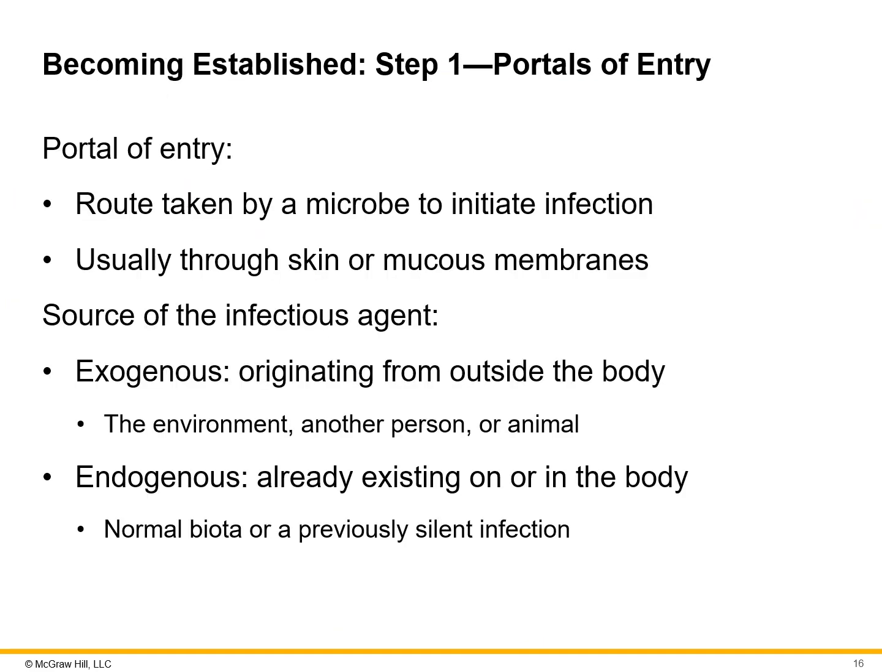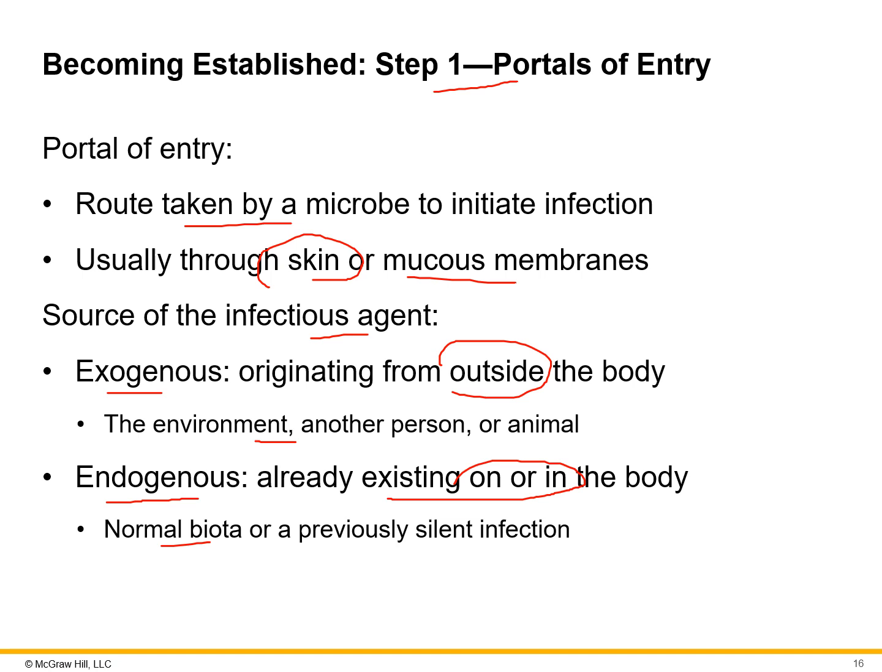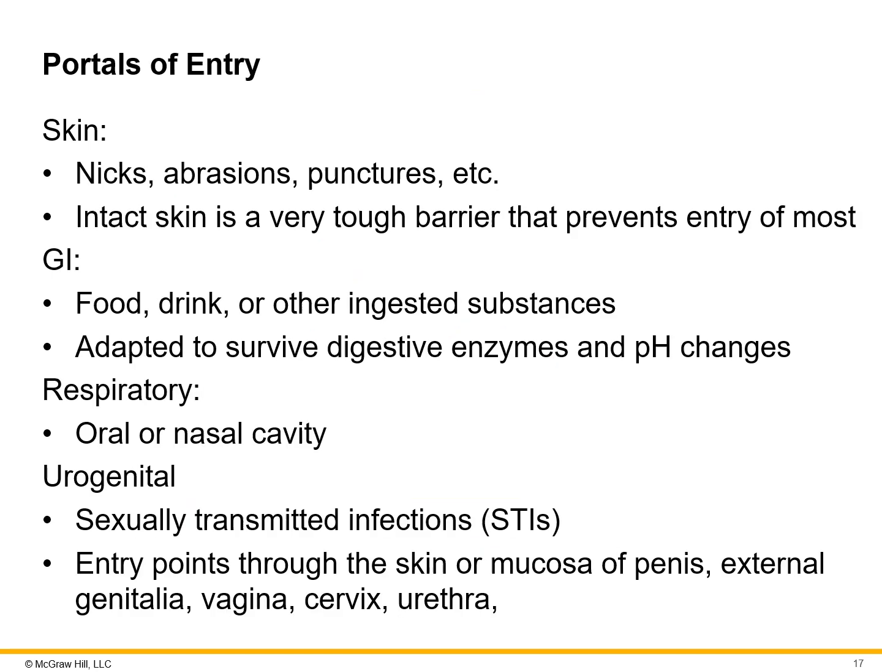All right, so just going through each of these steps in a bit more detail. Again, step one, getting in. This is the route taken to initiate that infection, usually through the skin or some mucous membrane, like our respiratory system. The source of where that agent comes from is either from outside, so exogenous, coming from outside of the body, the environment, like somebody sneezing or somebody touching us, or it can also be endogenous, so that's already on or in the body, from the normal biota, or something that was just previously silent and not a problem. So the portals of entry include the skin.